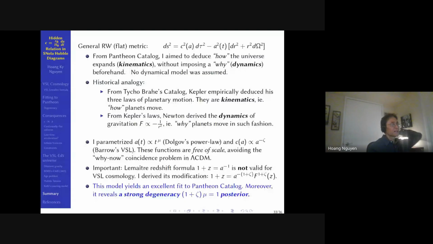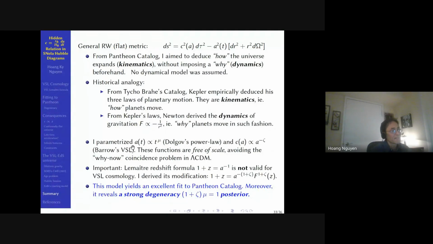Okay, let's summarize. Again, we start from the general flat Robertson-Walker metric, with c as a variable. For the Pantheon catalog, I aim to deduce how the universe behaves without imposing the dynamics in advance. That means I do not assume any dynamical model. In history we have an analogy: Kepler derived kinematics, explaining how planets move, and Newton later derived the dynamics, explaining why planets move in such fashion.